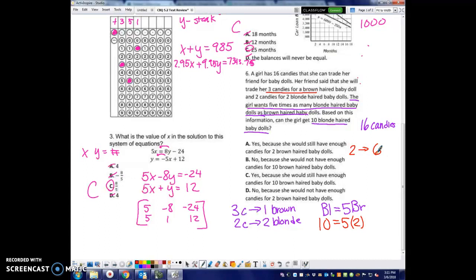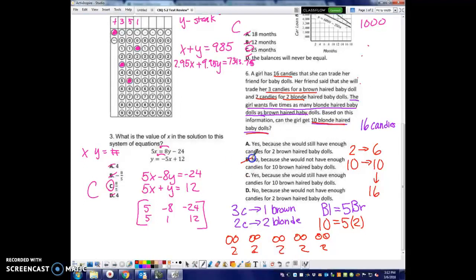Now, if she had 10 blonde hair baby dolls, how many candies would that cost? Well, it's 2 candies for every 2 blonde. So if we split them up, 1, 2, 3, 4, 5, 6, 7, 8, 9, 10. And it's 2 candies here, 2 here, 2 here, 2 here, and 2 here. 2, 4, 6, 8, 10. So it's 10. How many candies is that total? 16. Does she have 16 candies? Yes, she does. So can she get 10 blonde-haired baby dolls?